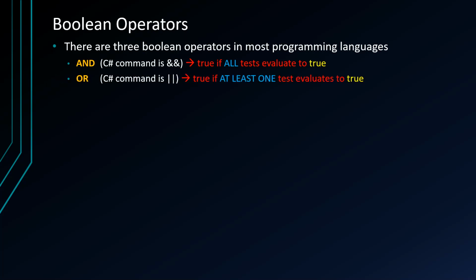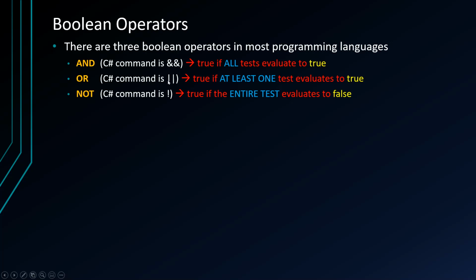OR means at least 1. It's true if at least one of the tests evaluates to true. At least one. So that means they can all evaluate to true technically, but at least one, we're good to go. We saw this already with greater than or equal to, less than or equal to. And the last operator is NOT, which we use the exclamation mark for. This one's true if the entire test is false. So basically, if it's false, we're going to get the true.